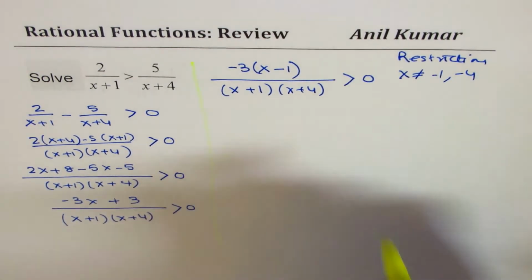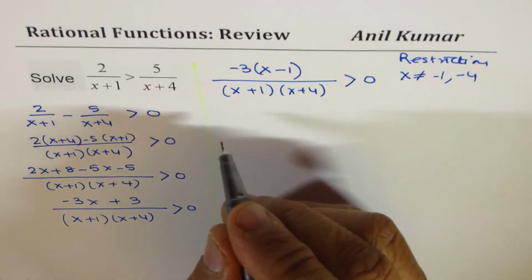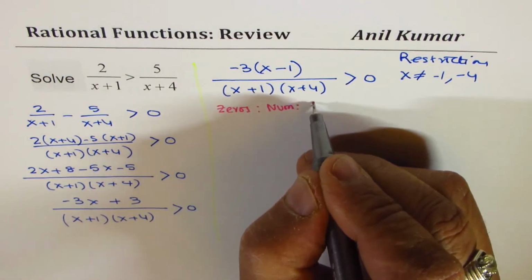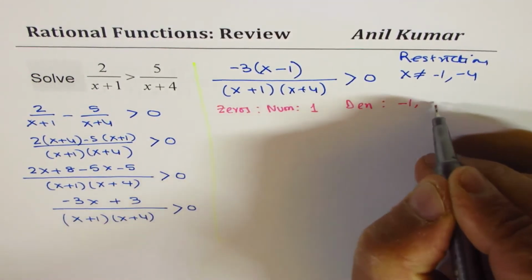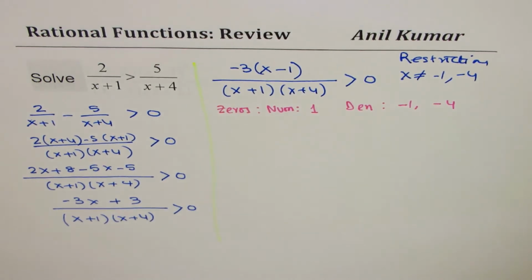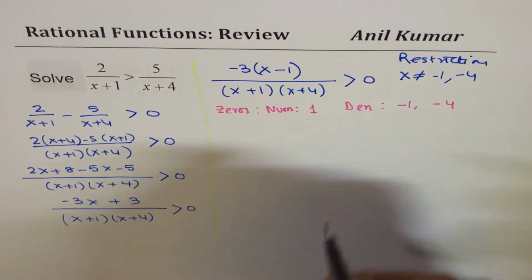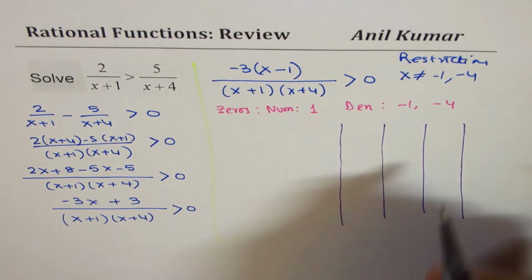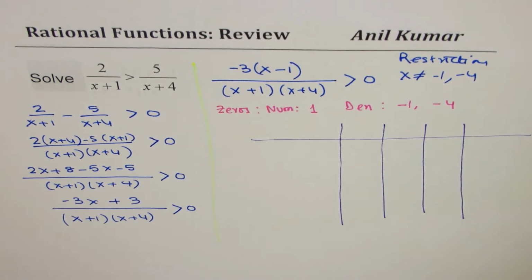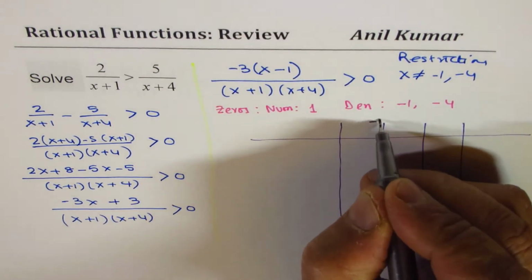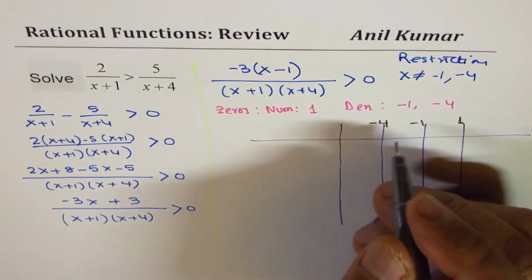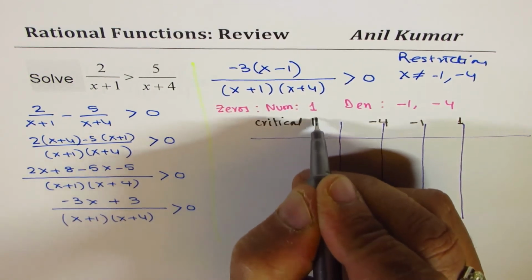Perfect. Now the idea is to get all the zeros from numerator. So we have zeros from numerator, which is just 1, right? And for denominator, let me write denominator, which is at minus 1 and minus 4. So we are listing zeros from numerator and denominator, correct? So we have to test around these 3 points. So let me draw 4 lines here. So we have 1, 2, 3 points to test, correct? These 3 points given to us are -4, and I'll write -4 here as they come on a number line, in that order. Is it okay? So these are the points where the sign can change, right? So we call them critical points or critical numbers.